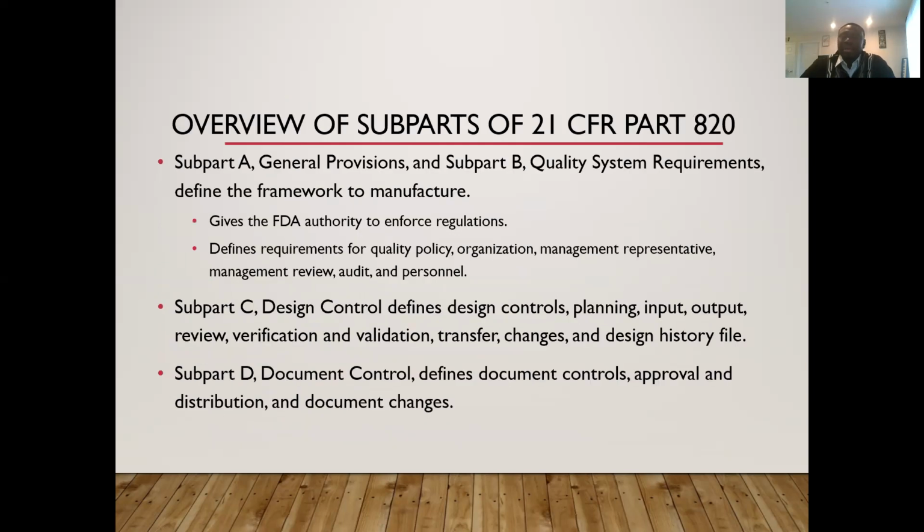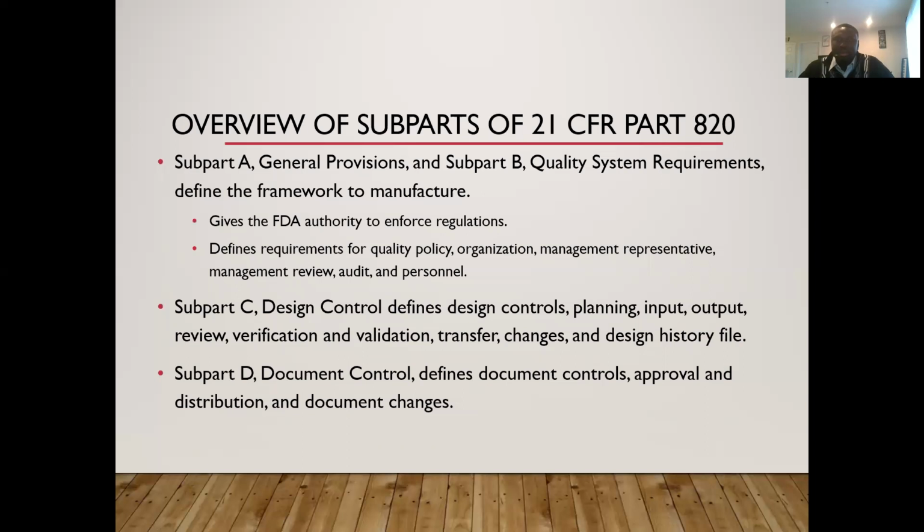So that is an overview of the subparts of the 21 CFR. Generally, as I said, you can find this on the US FDA website. The general provisions is just Subpart A, and Subpart B discusses the quality system requirements, defining the general framework for manufacturing. So making sure that your organization is equipped to manufacture medical devices, it gives FDA the authority to enforce these regulations, and defines requirements for quality policy, quality organization, the management representative, management review, audit, and personnel.